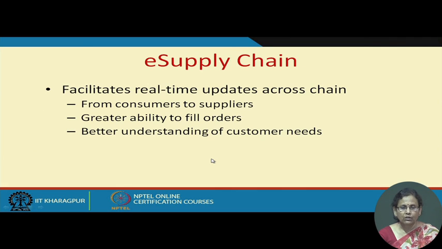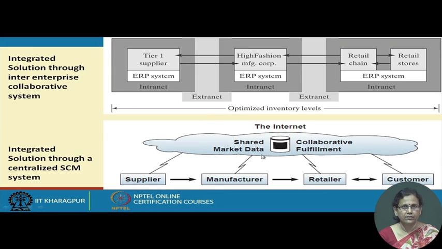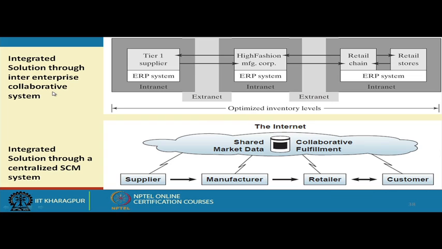Now, this e-supply chain is about facilitating real time updates across the supply chain from consumer to the supplier, from downstream to upstream, and it provides the greater ability to fill orders and better understand the customer needs. Now, this supply chain information sharing can happen in two different ways.